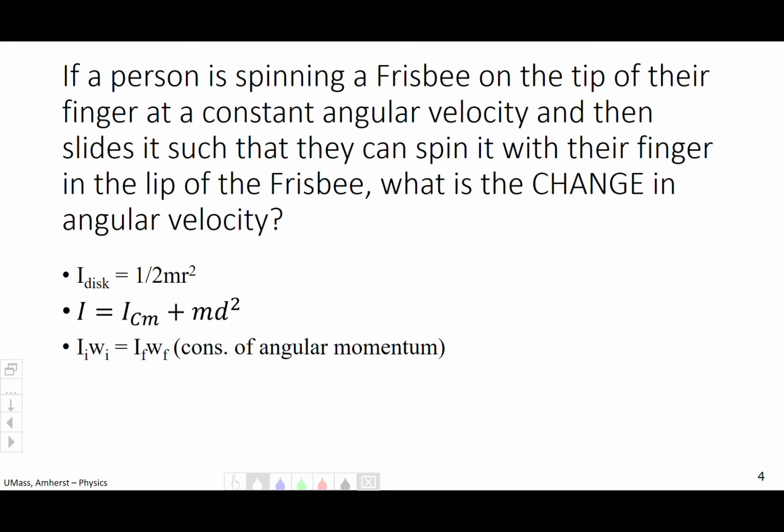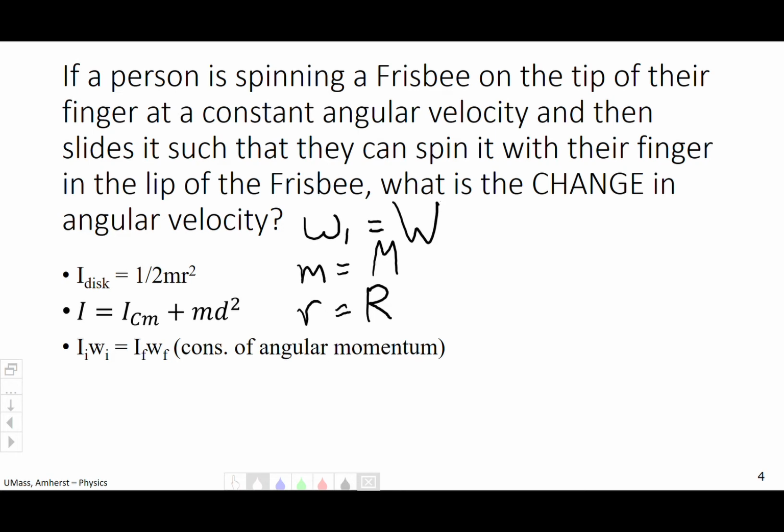So, a person is spinning a frisbee on the tip of their finger at a constant angular velocity. Let's say omega 1 is capital W, and then they slide it so that they spin it with their finger at the lip of the frisbee. We want the change in angular velocity. So the initial angular velocity is capital W, the mass is capital M, and the radius is capital R. So let's figure it out.